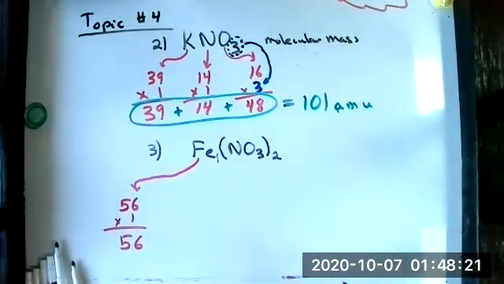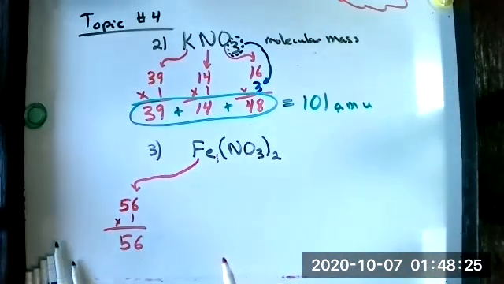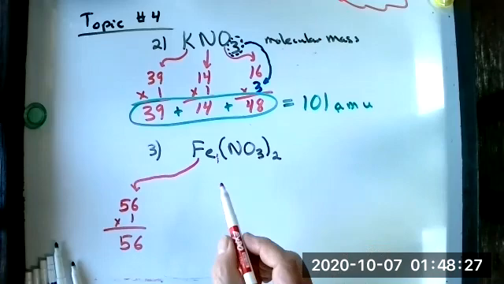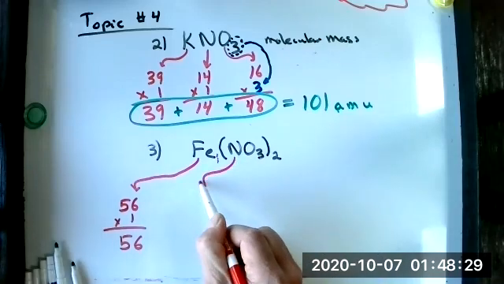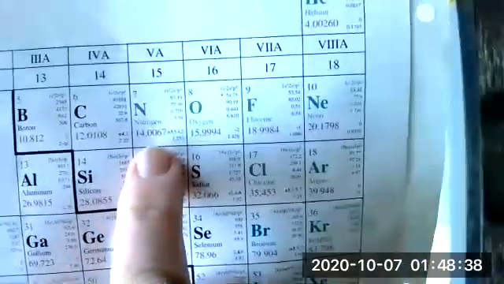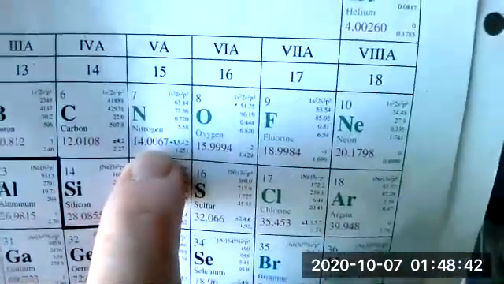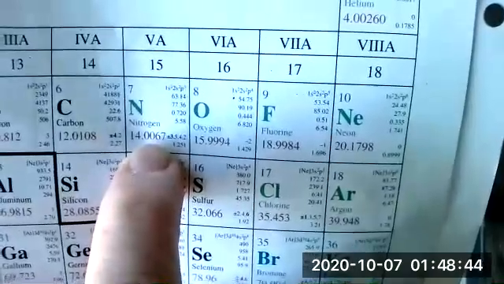Now we're going to jump inside the parentheses. Now the game is going to change. Step number 1, the first thing I do is grab your table. Nitrogen, there he is. Take that red number, which is the protons and the neutrons together that make up its mass, 14.